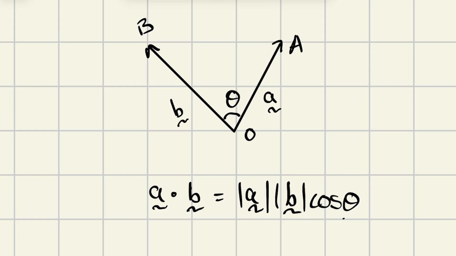Now it's important to know that this angle is actually the non-reflex angle, so it can't be the reflex angle. Reflex angle meaning the angle bigger than 180 degrees. So for example here, this is the non-reflex angle. This would be the reflex angle because it'd be bigger than 180 degrees.